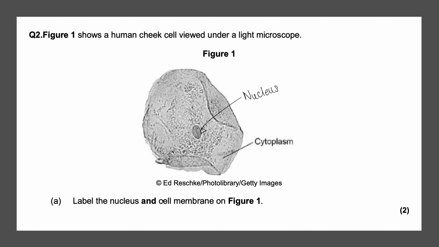And the cell membrane would be the outer layer. So it would be this one over here. Remember, animal cells don't have a cell wall, so you clearly should know that the outer layer must be the cell membrane. And that will give you your 2 marks.